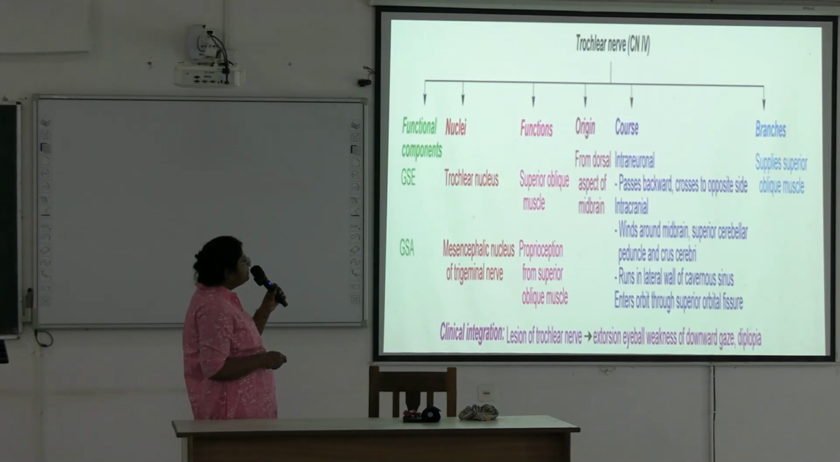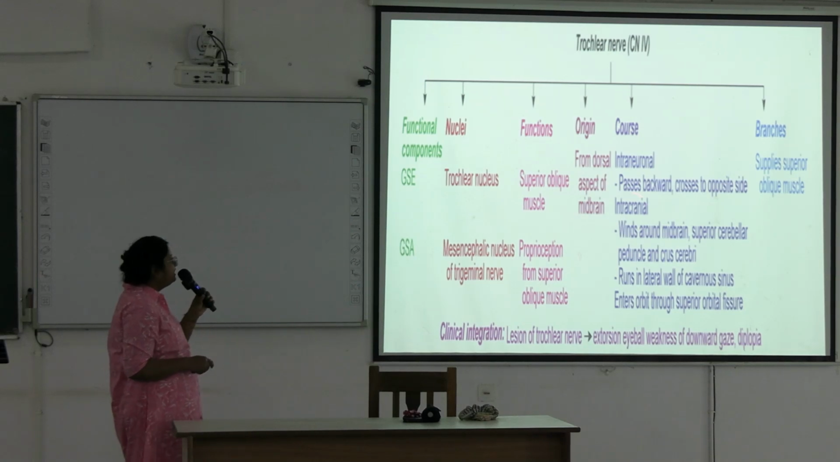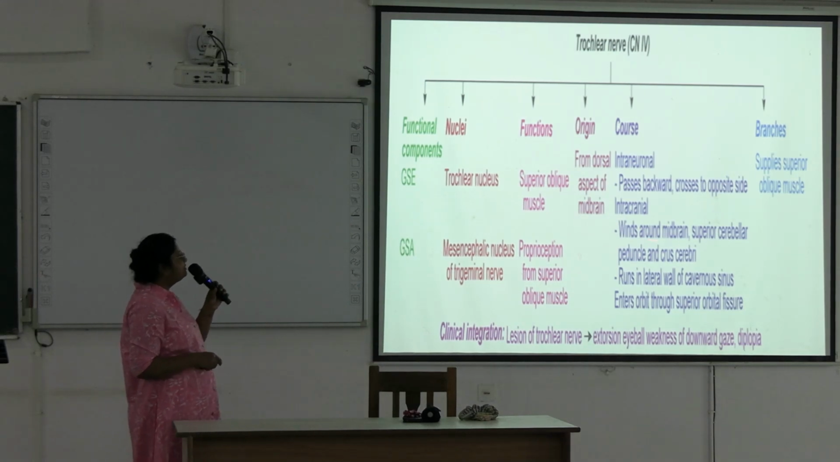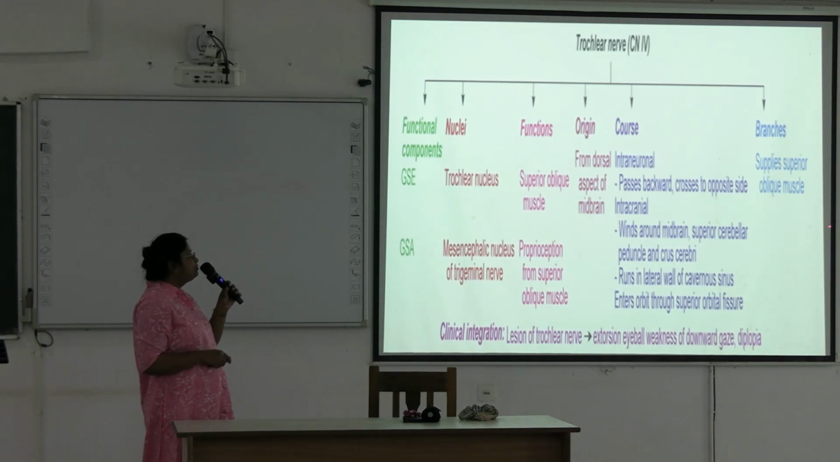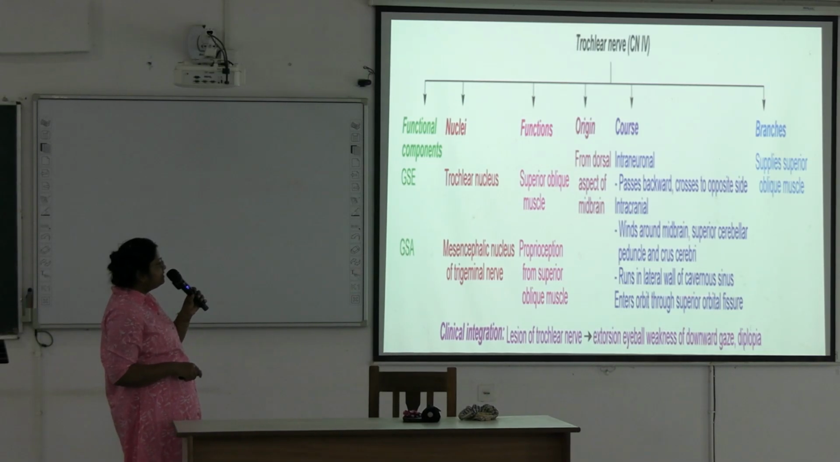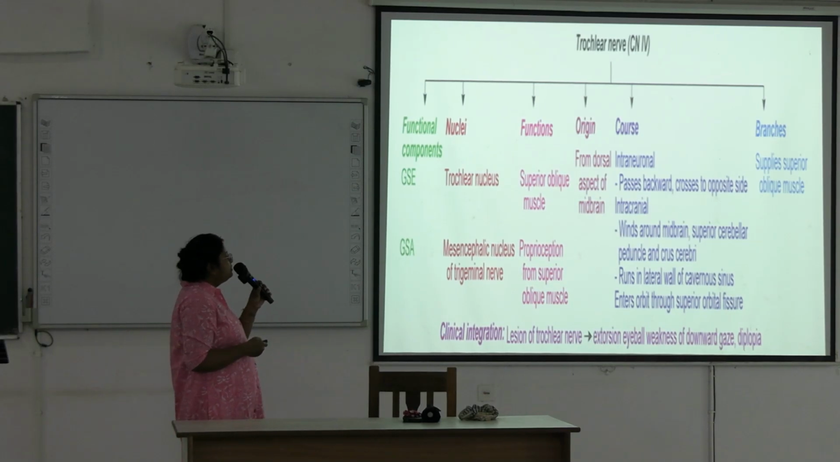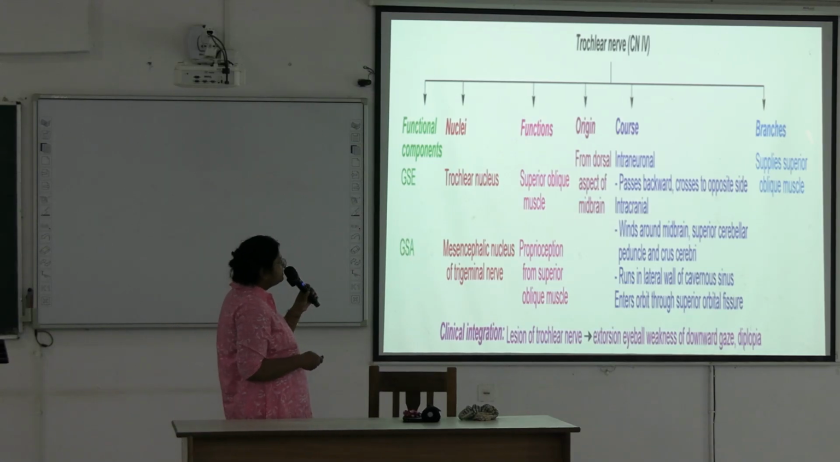So intraneural part passes backward, crosses to the opposite side, and intracranial part winds around the midbrain, around the superior cerebellar peduncle and crus cerebri, and runs in the lateral wall of cavernous sinus and then enters the orbit through the superior orbital fissure. And within the orbit, it will supply the superior oblique muscle. Okay, so the fourth nerve supplies the superior oblique muscle.